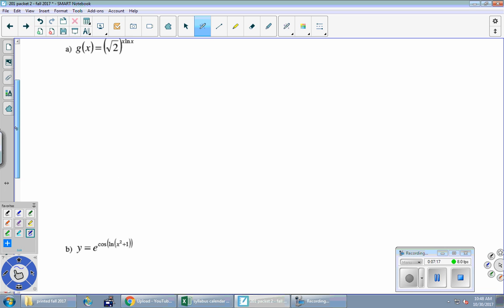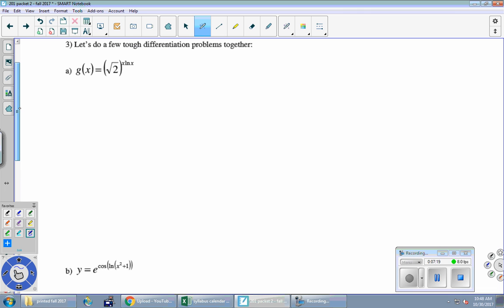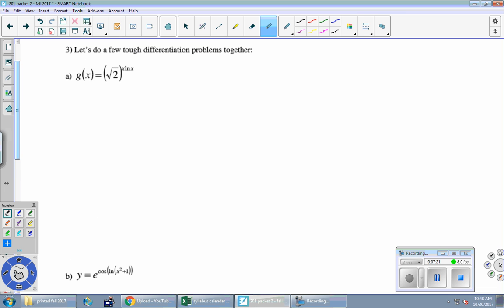We're going to do, I think it's 2 of these guys here. So let's do these ones together. So we are differentiating, that means taking a derivative of g of x equals the square root of 2 raised to the power x ln of x. Okay, so I see an ln. I see a product up there, right? X times ln of x, that's a product.